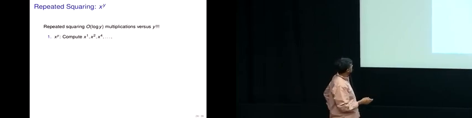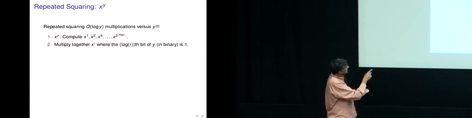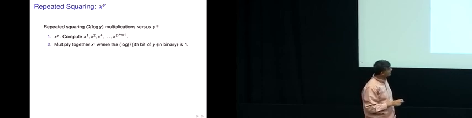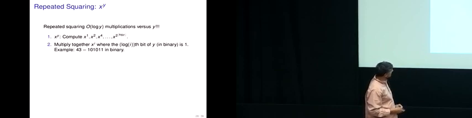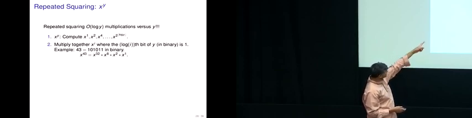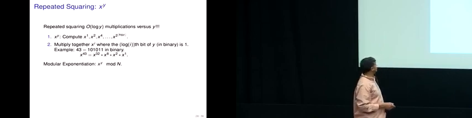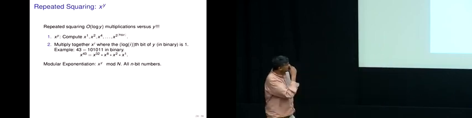Another way to do it is you just compute x to the 1, x squared, x to the 4th, and so on. Then I multiply together x to the i, where the ith bit of y is 1. So 43, this is it in binary: the first bit is x to the 1, the second bit is x squared, the next bit that's on is x to the 8th, and so on. So, all n-bit numbers.